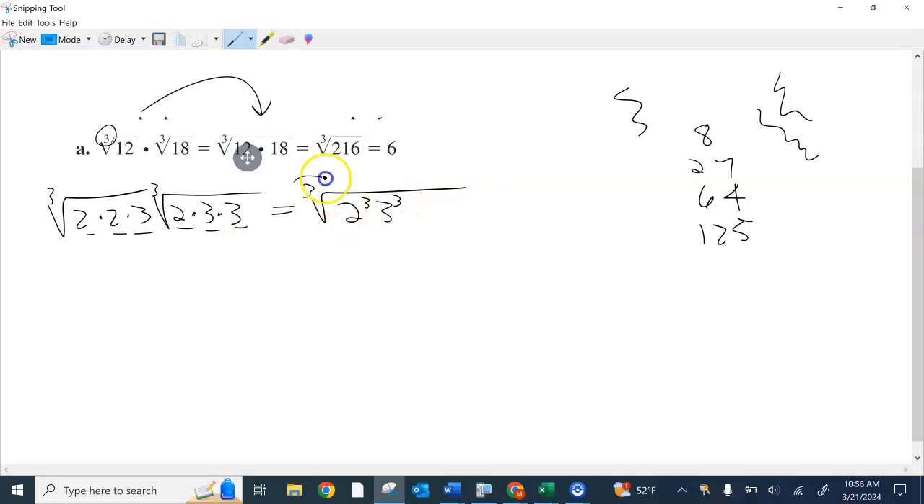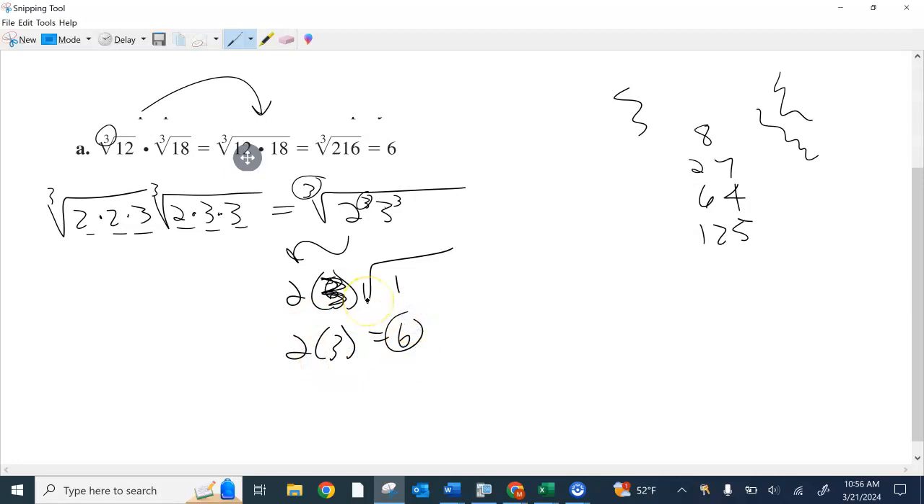And now when you pull a cube out, you can do it, right? Because you've got a cube. So this 2 comes out, becomes a 2. And the 3 also is a cube, which becomes a 3. And then you're left with basically just 1, which is just 1. So 2 times 3 equals 6.